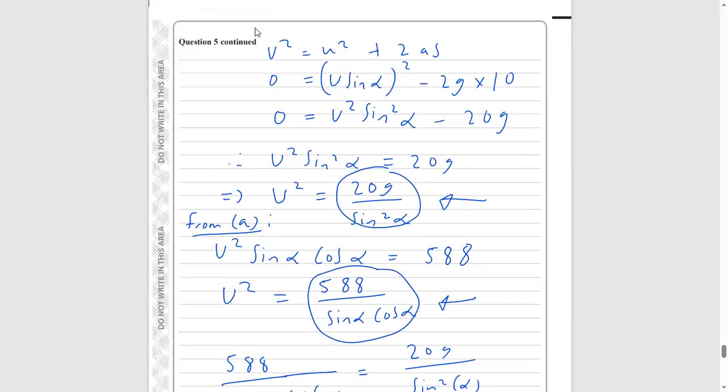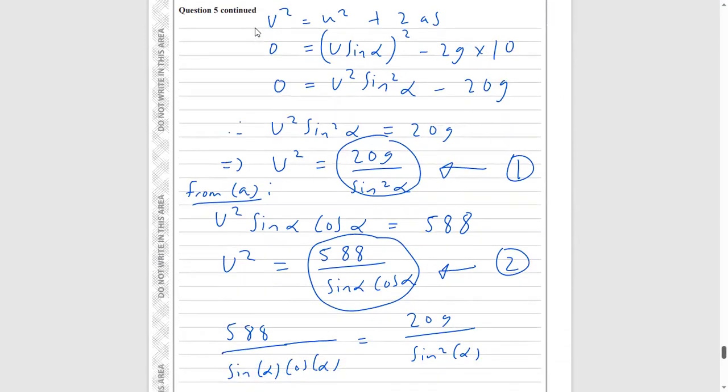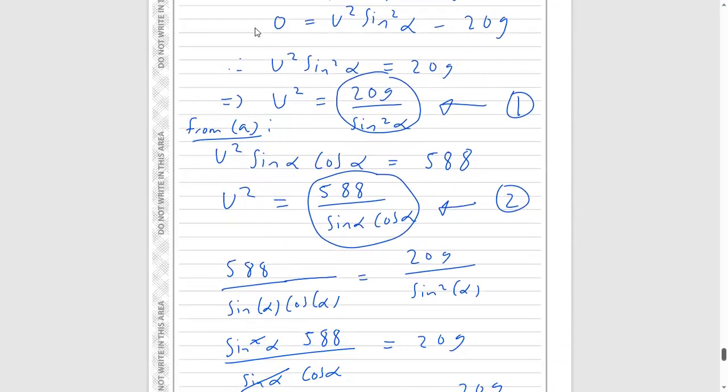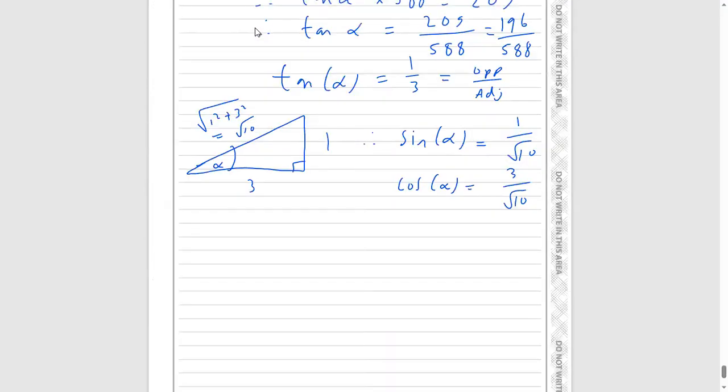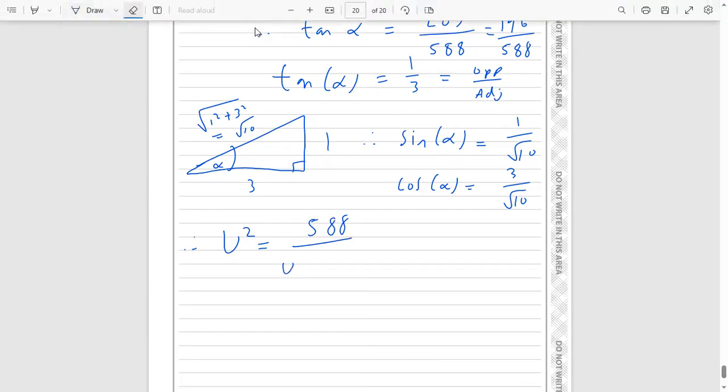So now we can go to either this formula number 1, or this formula number 2 to work out u squared. Doesn't matter which one you pick. Let's just go with the second one. So let's go with equation number 2. So therefore, u squared equals 588 over, this should be sine alpha cos alpha. So sine alpha cos alpha.